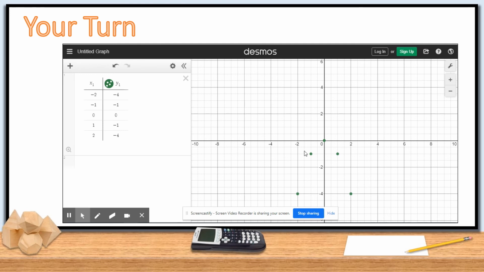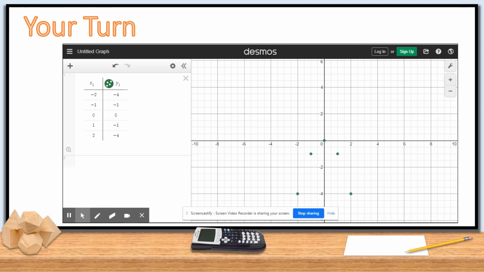So for this one, if we were to reflect the points over the y-axis, the point 0, 0 would stay the exact same. Negative 1, negative 1 would map to become positive 1, negative 1. So they would map onto each other. And then negative 2, negative 4, and 2, negative 4 would also map onto each other. So this one is symmetrical over the y-axis. So this one is an even function. If we were to reflect over the x-axis, then we would end up here, so no, it's not.